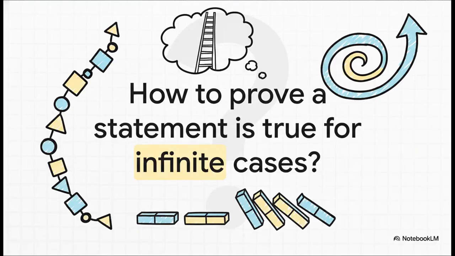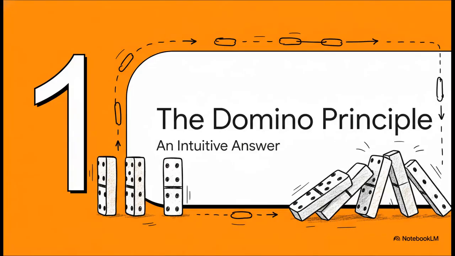So, let me ask you a question. Let's say you've got some mathematical statement, right? And you want to prove it's true, not just for the number 5 or 100, but for every single positive number that exists, all the way to infinity. How on earth do you do that? I mean, you can't check every single one. That's literally impossible. It sounds like a trick question, but believe it or not, there's a really elegant way to crack this. And the key to solving this whole infinity problem, well, it comes from a super simple analogy.